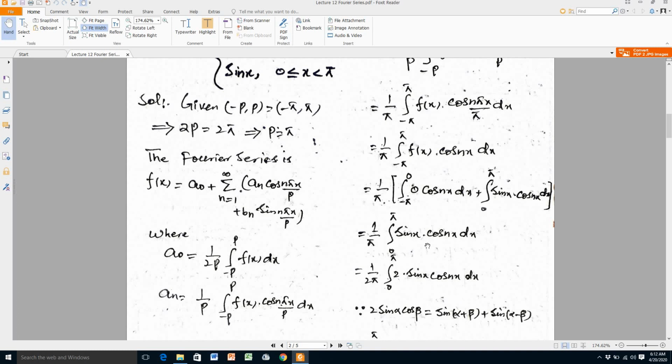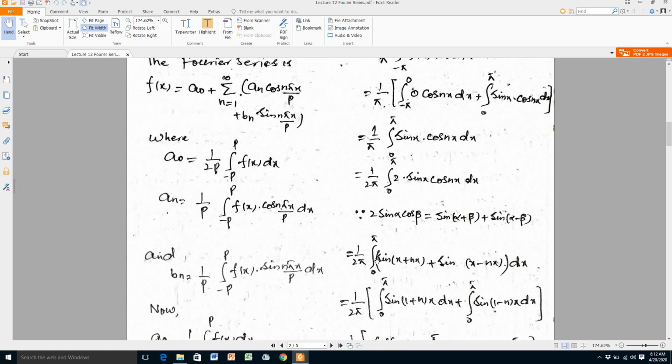So we have to convert it to a product formula. In this respect we divide by 2 and also multiply by 2, and you know that 2 sine x cos nx has a product formula: 2 sine alpha cos beta is equal to sine of alpha plus beta plus sine of alpha minus beta. Here alpha is equal to x and beta is equal to nx.